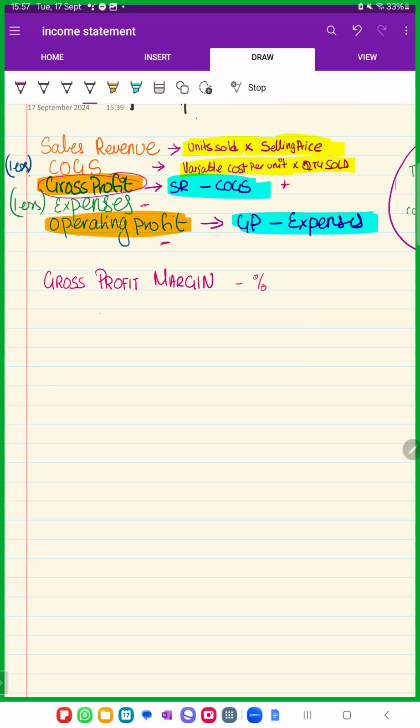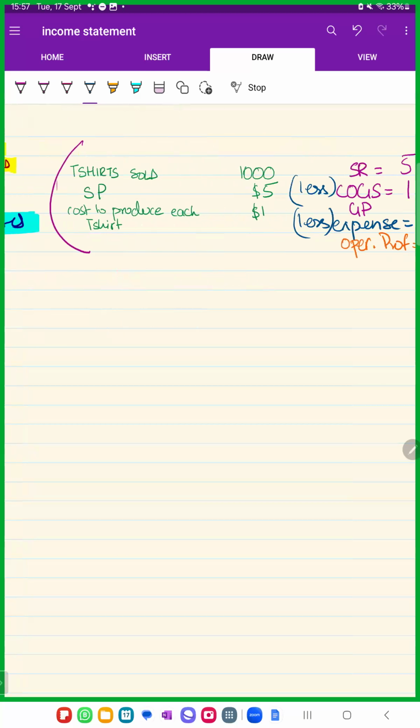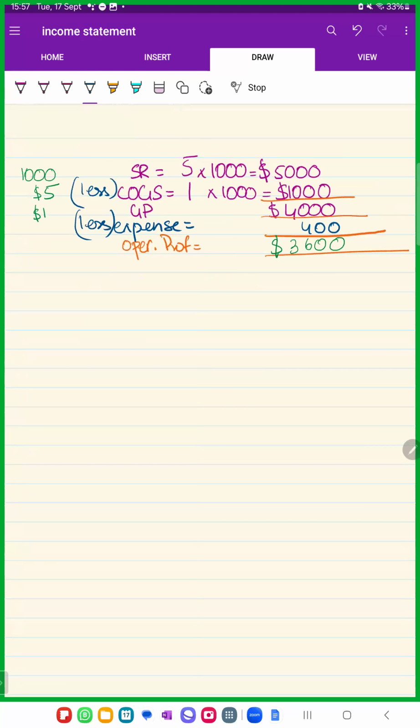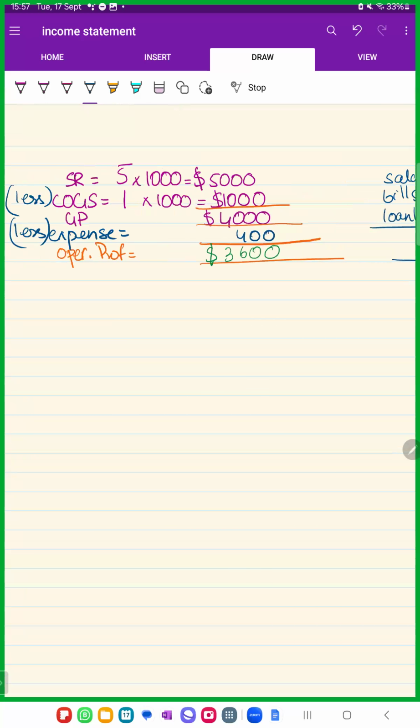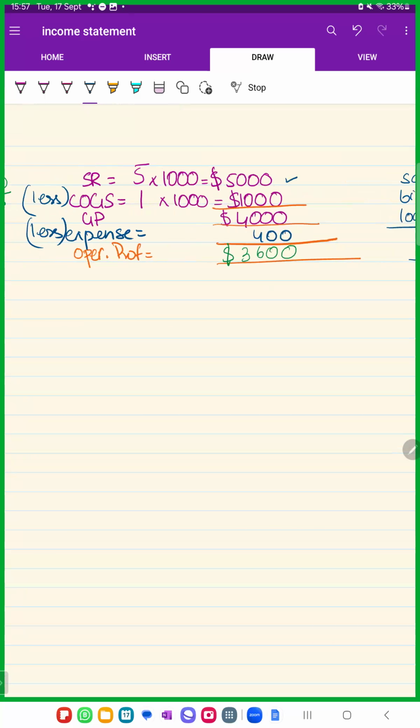So it's going to be the gross profit divided by the revenue multiplied by 100. So for instance, for this particular business, if we are looking at the revenue of $5,000, my gross profit margin for this business would be the gross profit divided by revenue multiplied by 100.